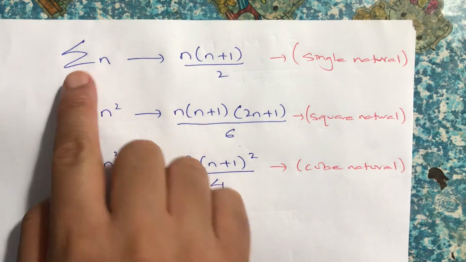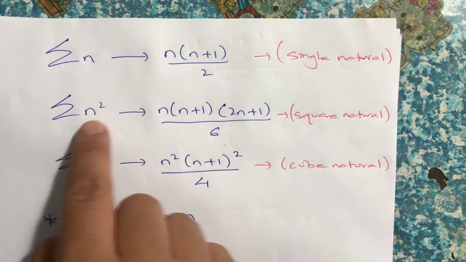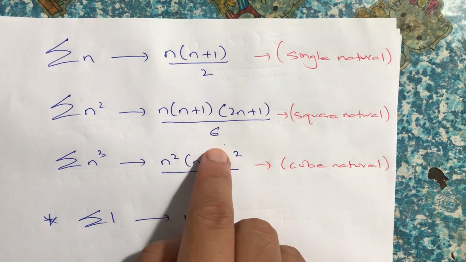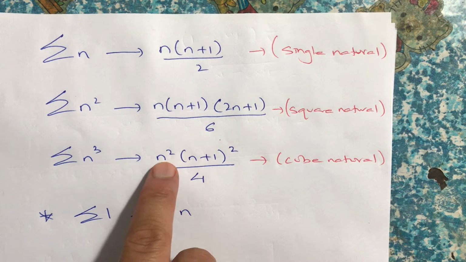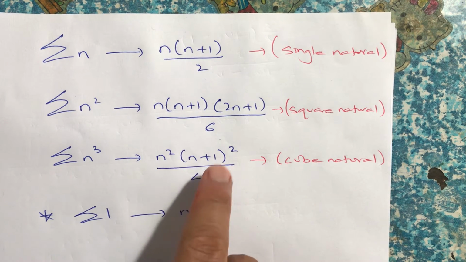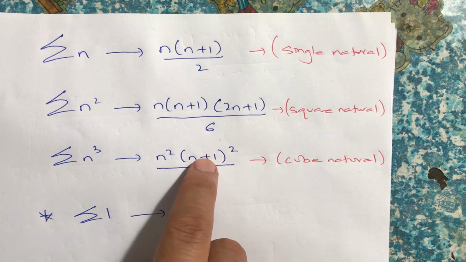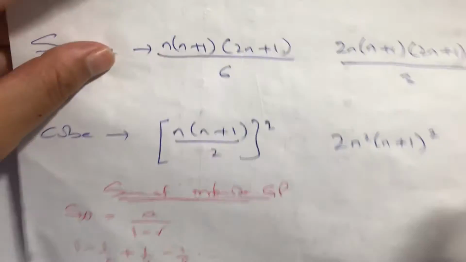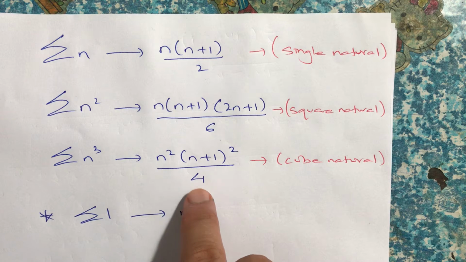So sigma n is like a single natural number, n(n plus 1)/2. Sigma n square is just like your square natural, so it'll be n(n plus 1)(2n plus 1) divided by 6. Similarly, sigma n cubed, we just modify it. We write it as (n(n plus 1)/2) whole square, but if I want, I can apply the square individually, and then this becomes n square, this becomes (n plus 1) whole square, and this becomes 2 square, that is 4. Remember, we had this as the formula, so we are applying square for n, also square for n plus 1 and square for 2, and then we get this. Okay, we can directly write this also.